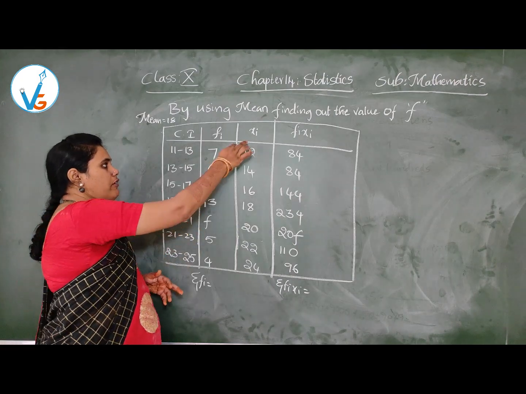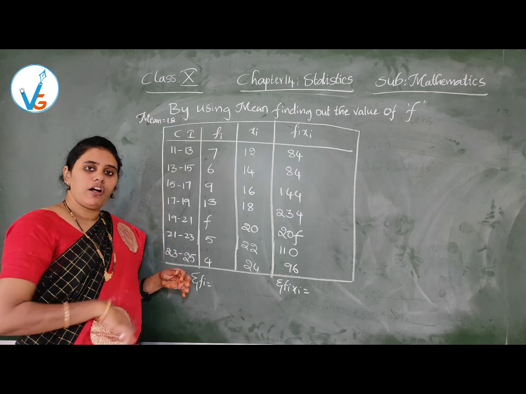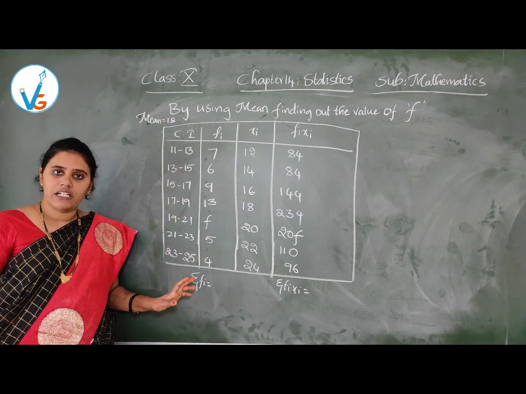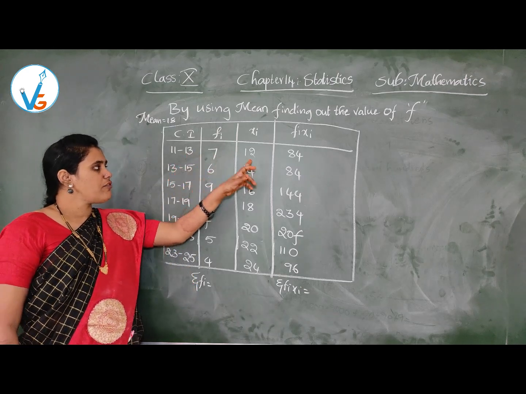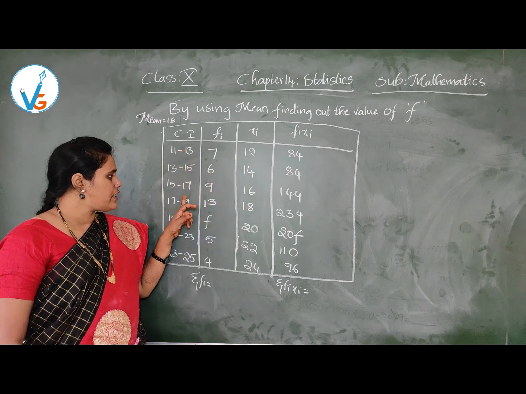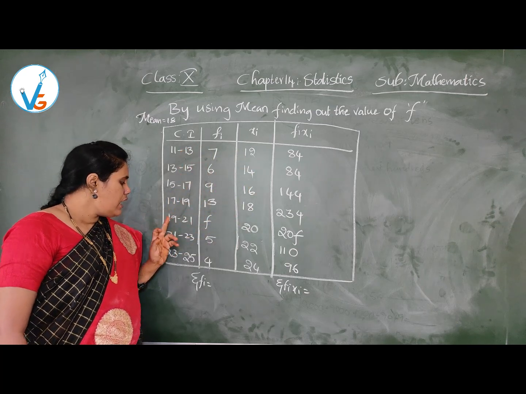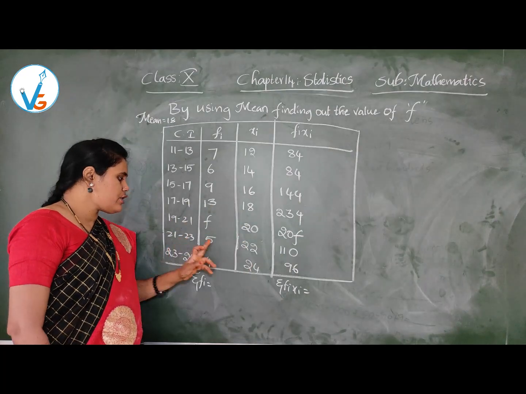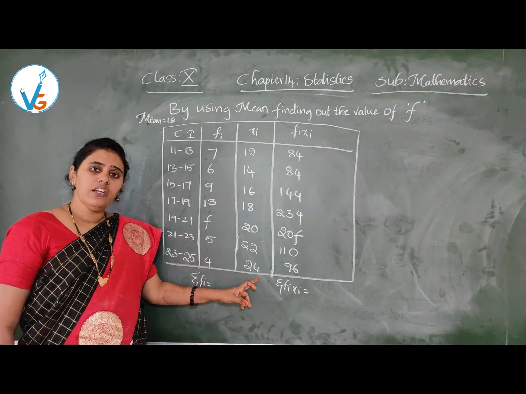So next, how can we find out our xi? Xi can be found out by taking the mid values of our class intervals. So the middle value of our class intervals 11 to 13 is 12 and here it is 14 and here it is 16 and here it is 18. And here it is 20 and here it is 22 and here it is 24.